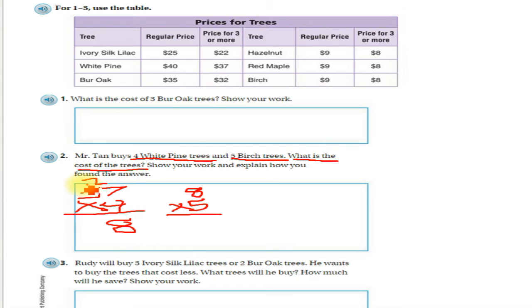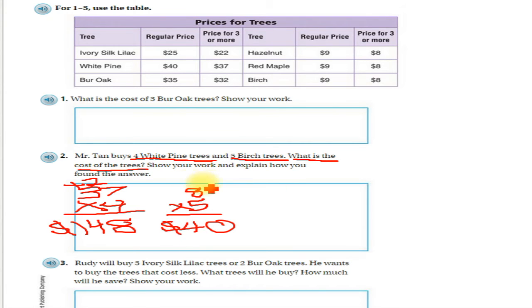4 times 3 is 12, plus the 2 that I regrouped, that's going to be 14. And then 8 times 5, that is 40. So 148 represents the price for the 4 white pine trees, and 40 represents the price for the 5 birch trees. I'm paying $8 each. I got 5 of them.